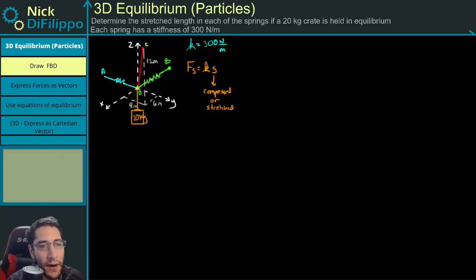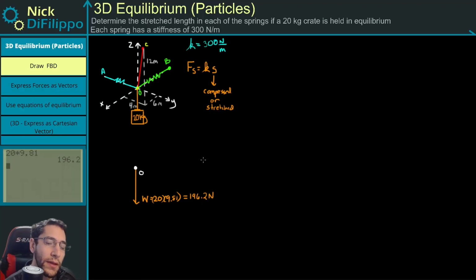So let's start. Let's draw the free body diagram. On this free body diagram, what do we have? Well, first, I'm going to draw point O, and I'm going to draw the weight of this 20 kilogram weight. My weight is 20 times 9.81, which is equal to 196.2 newtons.